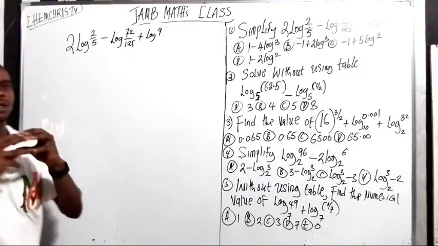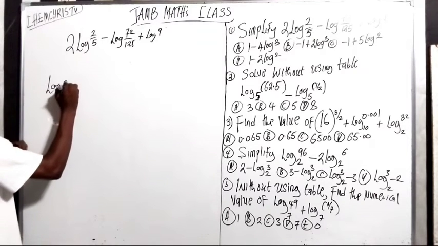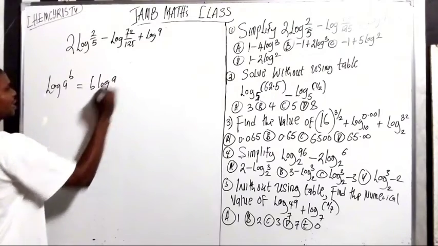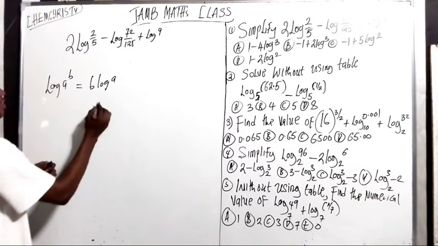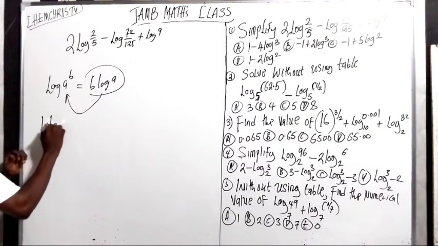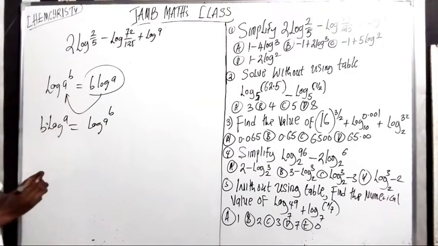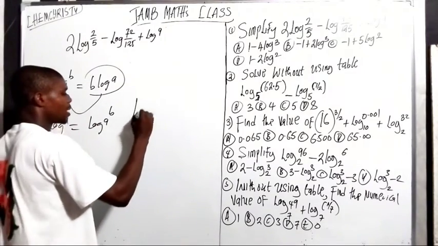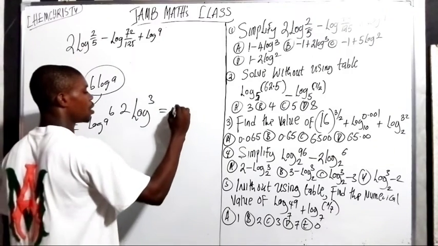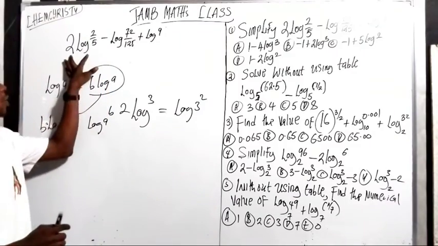And this one is called the power law. In the power law, log A raised to B is also the same as B log A. Just vice versa, B log A is also the same as log A raised to B. It's called the power law. So we have something like 2 log 3 is also the same as log 3 raised to 2. Do you get that? That's what we are going to use here.